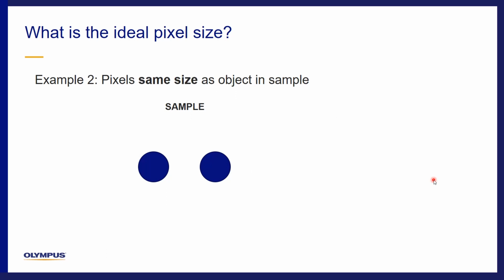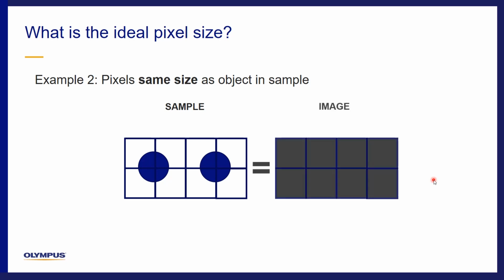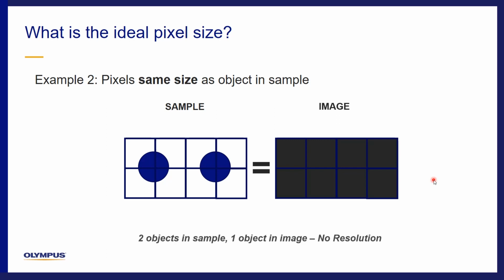So we started off with a pixel larger than the sample. Well, what happens if we make the pixel the same size as the object? In this case, I made smaller pixels. They're each about the same size as my two little circles here. But again, with it being the same size, we're still not able to separate them out. We do have a little bit more detail in the shape. It's now more rectangular, but again, we're trying to find two circles here. So again, two objects in sample, one object in image, no resolution.